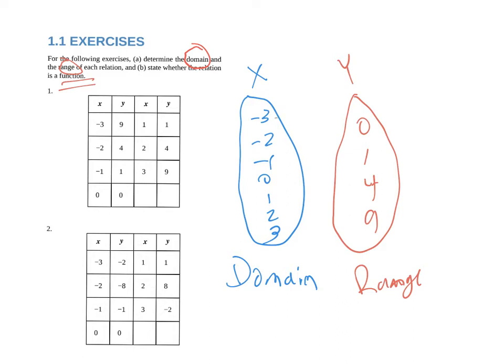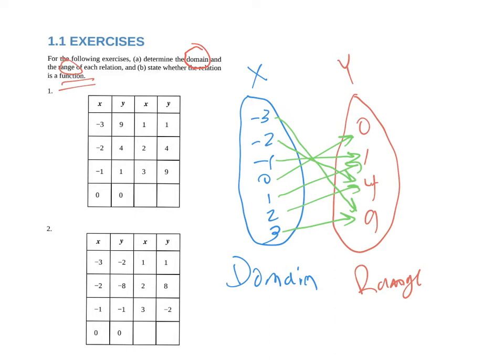So -3 is matched with 9. -2 is matched with 4. -1 is matched with 1. 0 is matched with 0. 1 is matched with 1. 2 is matched with 4. And 3 is matched with 9.